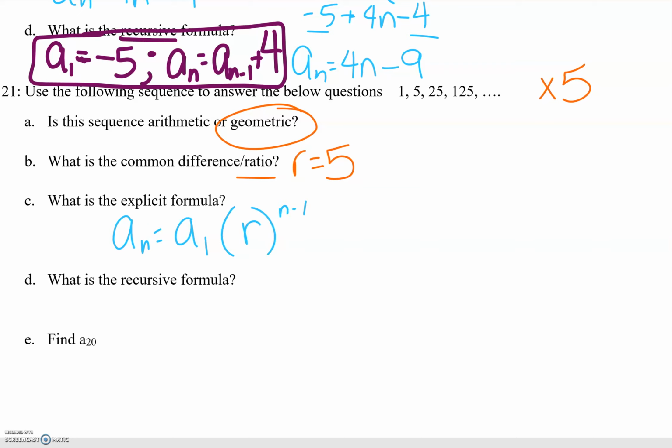Well, I know what my first term is. My first term is a sub 1. That's my first term in the sequence. It's right up there. And I know what my ratio is. My ratio is what we're multiplying by, times 5. Yay! You're done with your explicit. Starting at 1, multiplying by 5. Well done. All right, recursive.